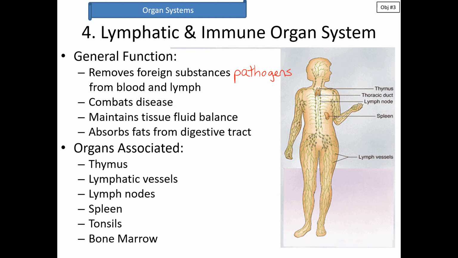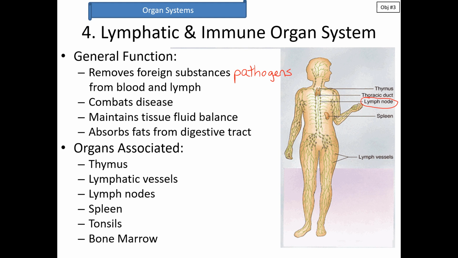Combats disease because the lymphatic fluid, as well as the immune system, white blood cells. White blood cells is the disease-fighting cell, and it's found within the lymphatic system. You have a lot of white blood cells that are housed in the lymph nodes, which are the nodules that you see attached to these lymph vessels. So as the fluid travels, it's going through these nodes.